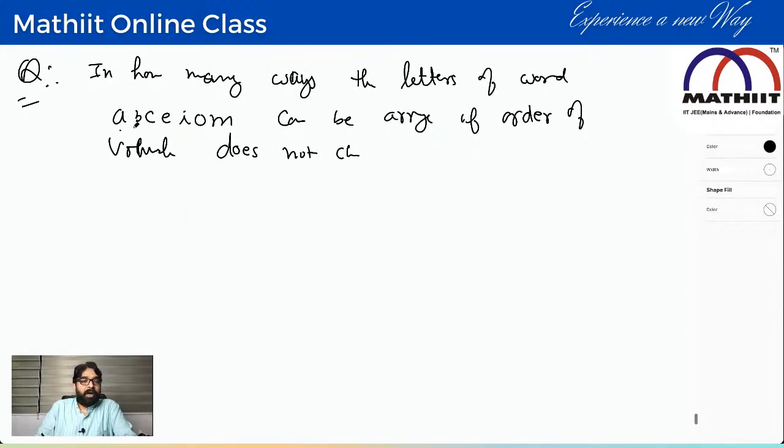How many letters? 1, 2, 3, 4, 5, 6, 7. 7 factorial divided by, the order of the vowels should not change. Order does not change means interchanging is not allowed. Now the order of the vowels is what? A, how many vowels? 2, 3, 4. So divided by 4 factorial. Finish, question over.